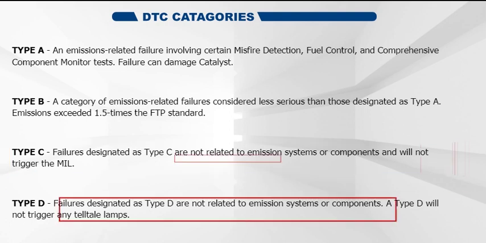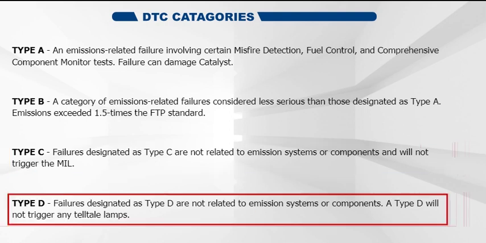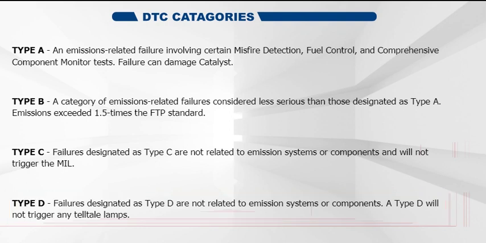Type D DTC. Failures designated as Type D are not related to emission systems or components. Unlike Type C malfunctions, a failure categorized as a Type D will not trigger any telltale lights. However, a Type D failure will cause a hard code to be stored by the appropriate onboard computer following the first occurrence.